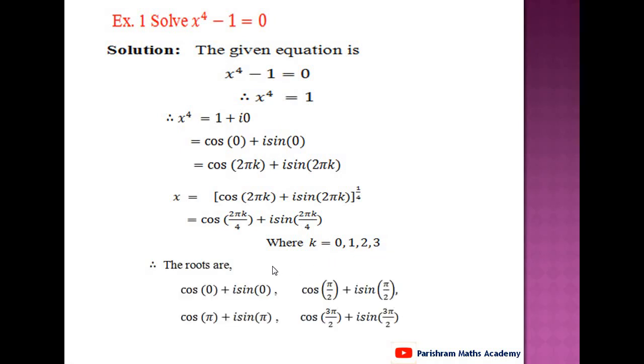And therefore the roots are, first you can put k equal to 0: cos 0 plus i times sin 0. When k equal to 1, cos of 2 pi by 4, that is cos pi by 2 plus i times sin pi by 2. When k equal to 2, 2 into 2 is 4, 4 cancel, that is cos of pi plus i times sin of pi. When k equal to 3, 2 into 3 is 6, 6 upon 4, that is 3 by 2, cos of 3 pi by 2 plus i times sin of 3 pi by 2. These are the fourth roots of x raised to 4 minus 1 equal to 0.